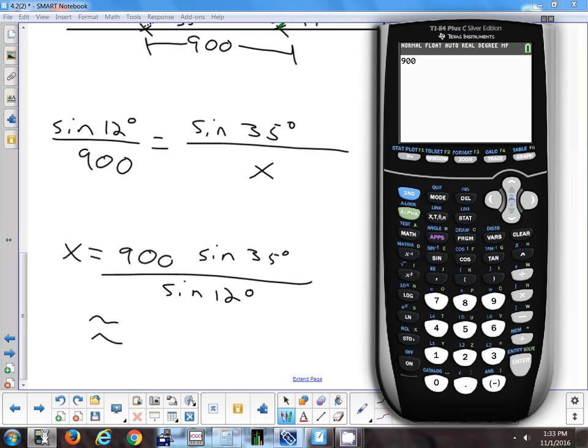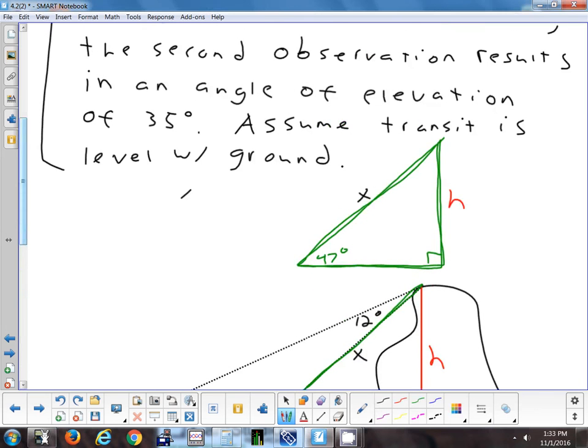All right, so 900 sine 35 divided by sine 12. Okay, so is that the height of my mountain? No. Okay, but it's an important number that we're going to use. 2,482.88. I'm just going to put it up where my picture is so I know what it is.